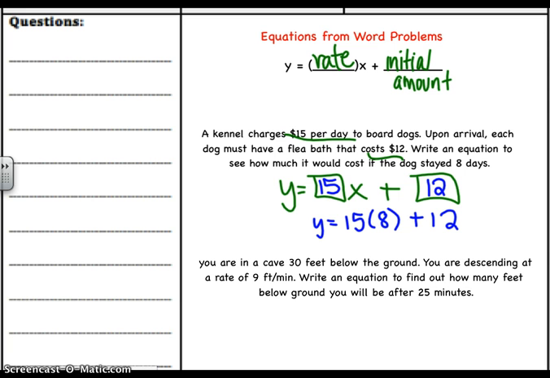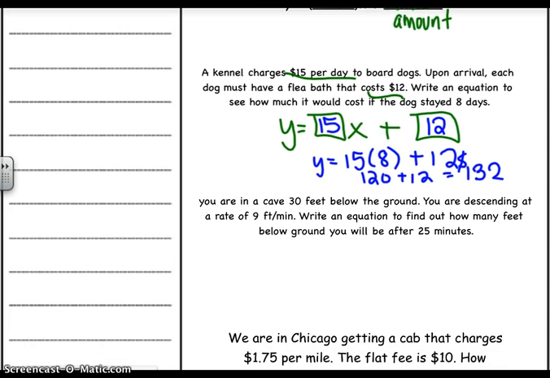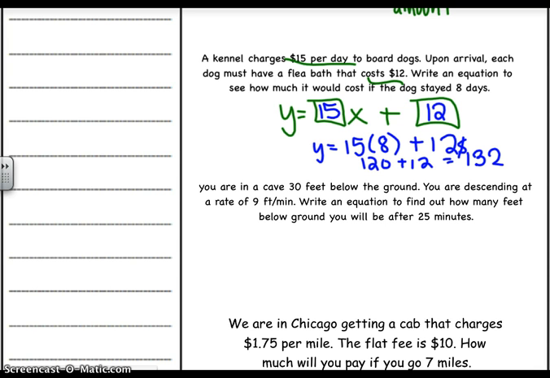15 times 8 is 120, plus 12, $132 for my dog to be there. Okay. So all these equations, remember, it's always like this. y is equal to a rate times x plus an initial amount. Rate times x plus some kind of initial amount.